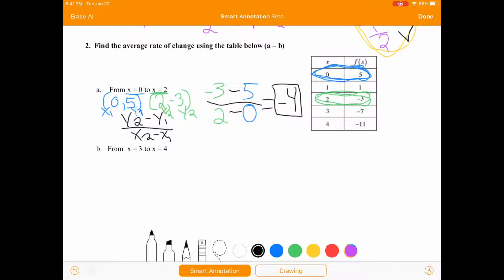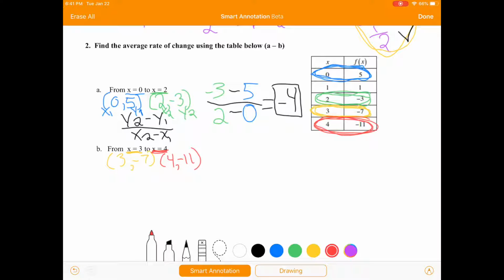Now go on to B. For B, I'm looking where x is 3. I go to the table, and if x is 3, y is negative 7. I have 3, negative 7. And then I have also x equals 4. So x equals 4, my y value is negative 11. So I have 4, negative 11.